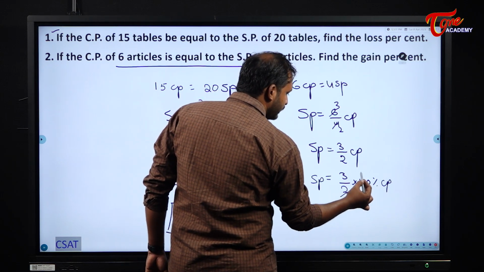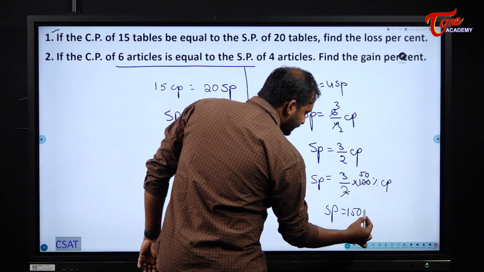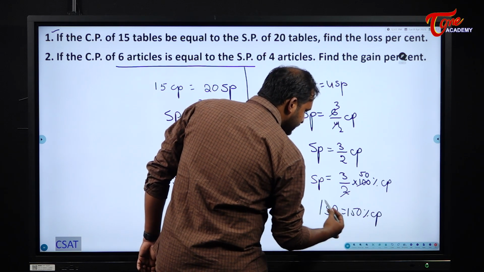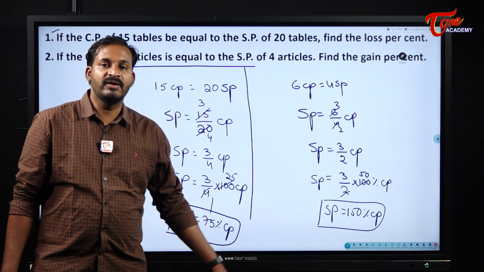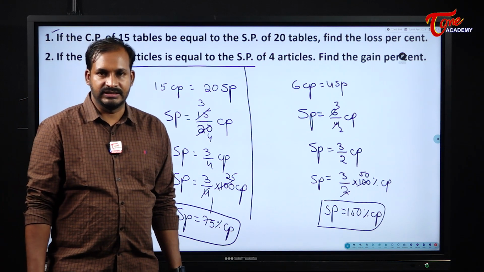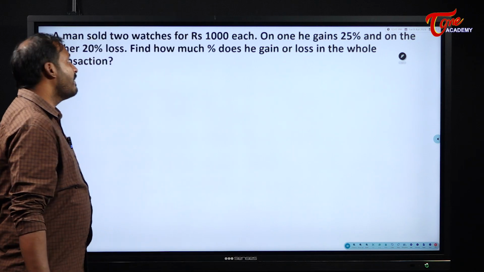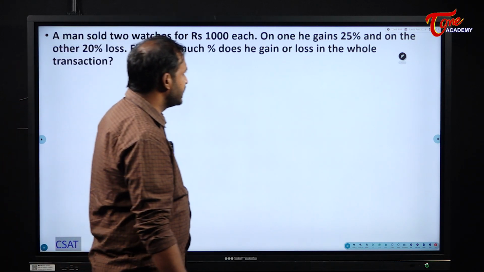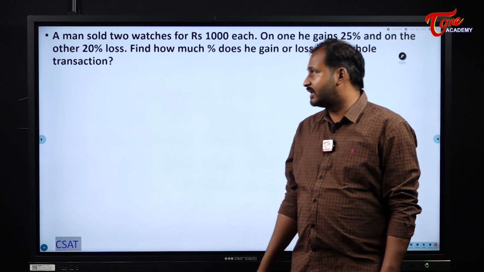2 ones are 2, 2 50s are 100. So the SP value will become 150% of CP. Whether it is profit or loss? Profit, since it is more than 100, right? Profit by what? 50%. Profit by 50% here. Okay? Understood? Next one. A man sold 2 watches for rupees 1000 each. On one he gains 25% and on the other he loses 20%.